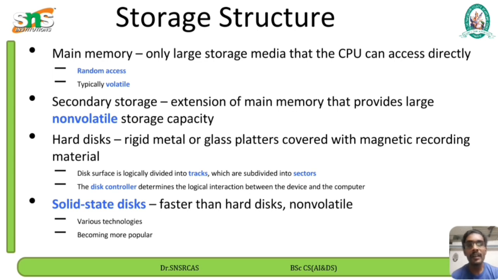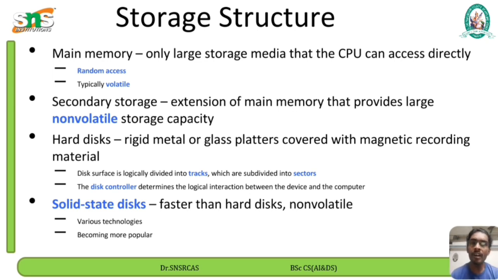Inside the operating system and the hardware components, there are different types of memories. There is main memory. It is the only large storage media that the central processing unit can access directly. Sometimes it is classified as random access, typically volatile memory. And secondary storage is an extension of main memory that provides large non-volatile storage capacity.